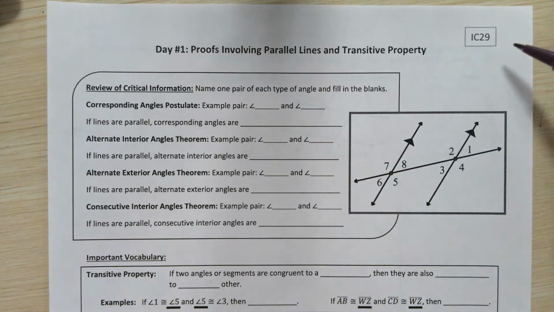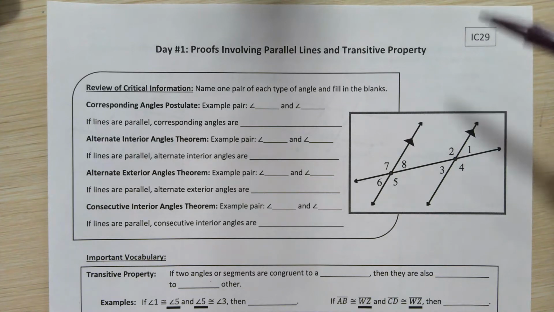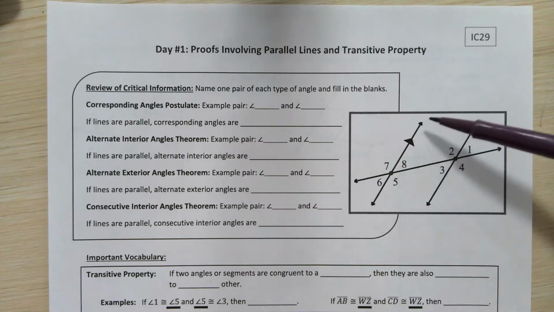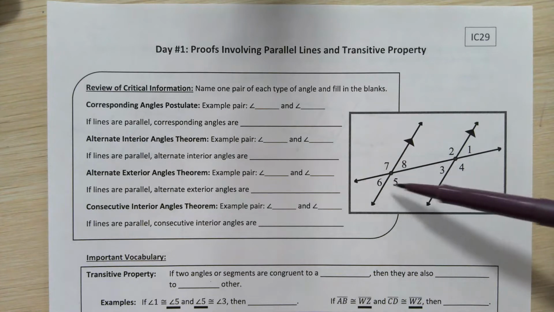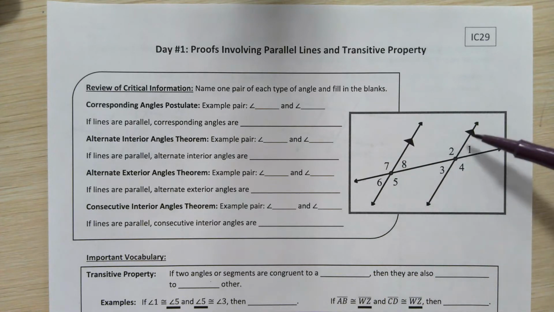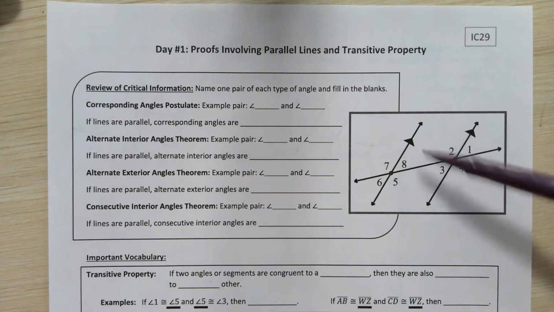For today's lesson, you will need IC 29. This is the first day of Standard 7, where we are going to be focused on proofs that can use parallel lines in different ways. So our starting point today is to review information from Standard 6, where we learned about the angles formed when a transversal intersects two or more other lines, and then also what is true for those angle pairs when the lines are parallel, like they're indicated in this picture with these little flags.